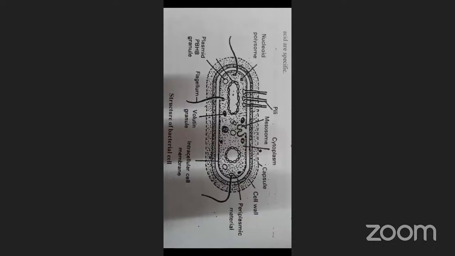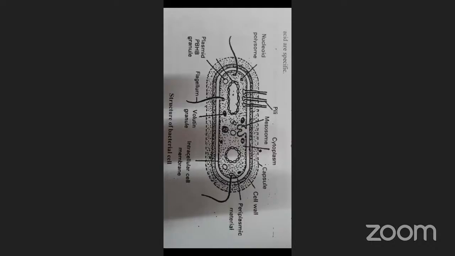And nuclear material. These are very, very important. What is the nuclear material? Chromatin material, plasmid. What is the genetic material of bacteria? RNA? No, it's DNA. Yes, DNA. Two nucleic acids are there, so if DNA is absent, automatically RNA is present. So you remember, students.